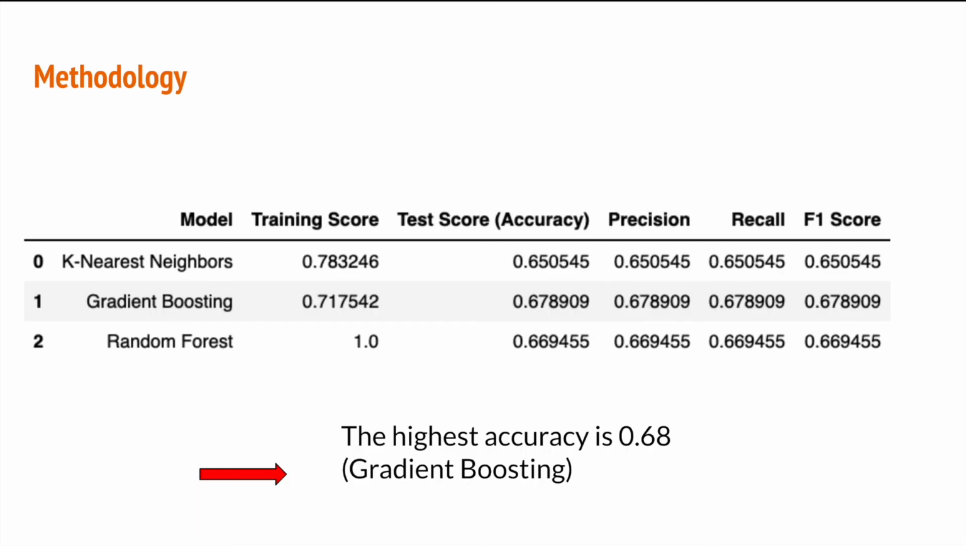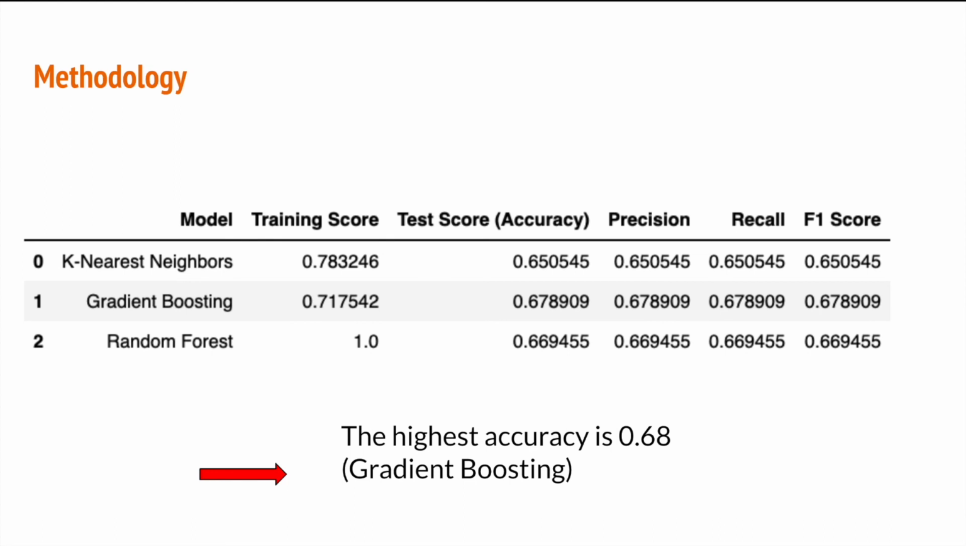Next, we will move to machine learning, and we want to try to predict delivery on time. Here I applied three machine learning models: KNN, gradient boosting, and random forest, and we got the highest accuracy of 0.68 from gradient boosting.